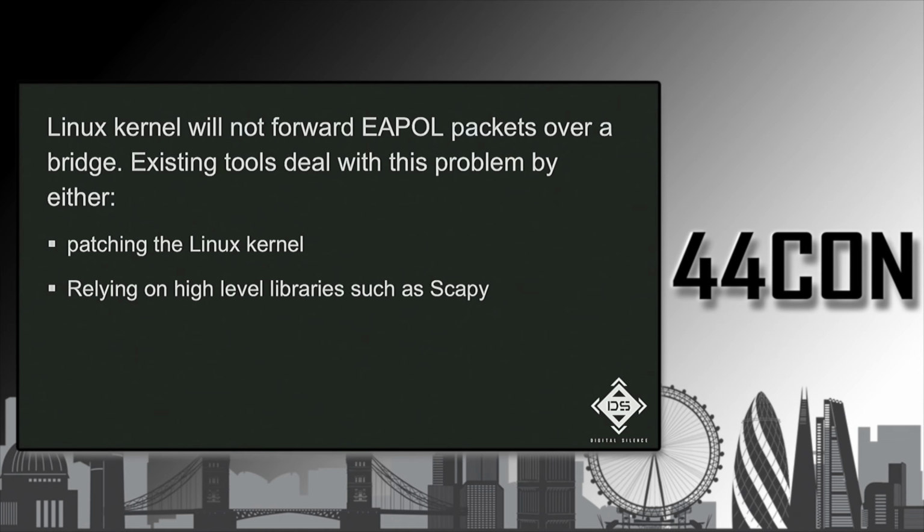The other problem that Duckwall had to face, which was interesting to me, is that when Duckwall created his original tool, the Linux kernel at the time would not forward EAPOL packets over a bridge, presumably for security reasons. And that's what we're trying to do to do this bypass in the first place. So what he did, and what pretty much all existing tools do to solve this problem, is to patch the Linux kernel so that you change some stuff, and suddenly the Linux kernel will forward packets over the bridge. So existing tools either do it that way, or they rely on high-level libraries such as Scapy. We mentioned Legrand's tool that does that.